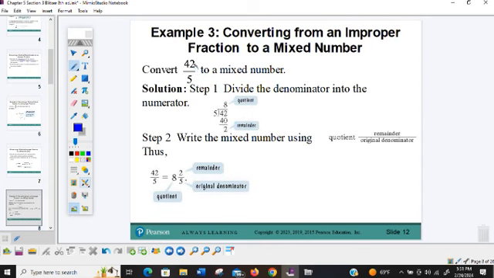So here we're going to convert 42 over 5 to a mixed number. So 5 goes into 42 8 times. 8 times 5 is 40. We have a remainder of 2. So the 8 becomes the integer. 2 goes on the top in the numerator. The remainder goes on top. And the denominator stays the same.